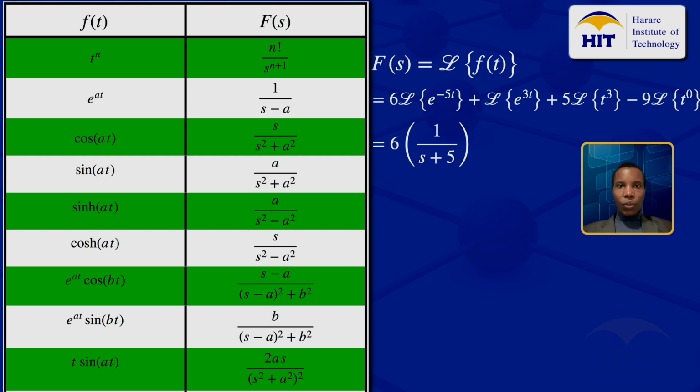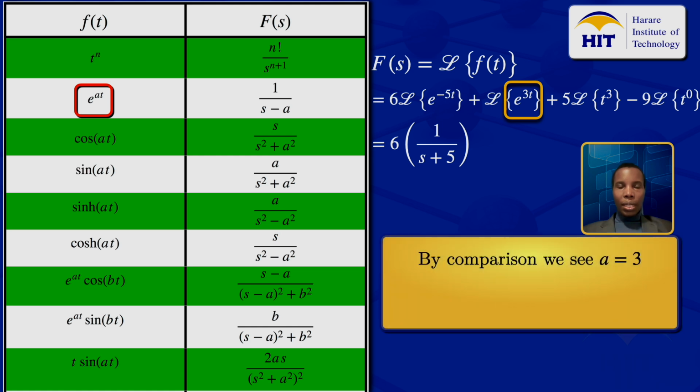And then I go on to the next expression, this one, exponent of 3t. Looking at the column of f of t, we see that it is of the form of this one here, exponent of at. By comparison of the highlighted expressions, we see that a is equal to 3. Then in the column of F of s, we substitute our a here, so that our Laplace transform is 1 divided by s minus 3. So I will substitute it in position here, and have plus 1 divided by s minus 3.